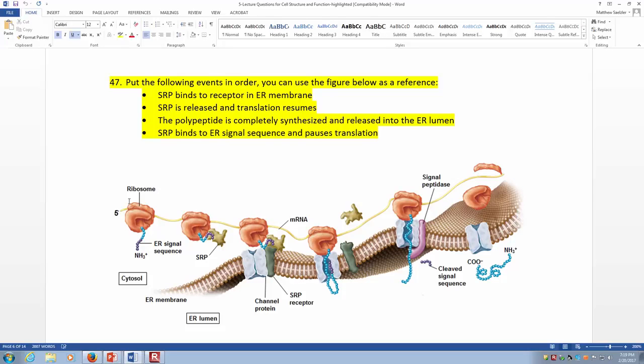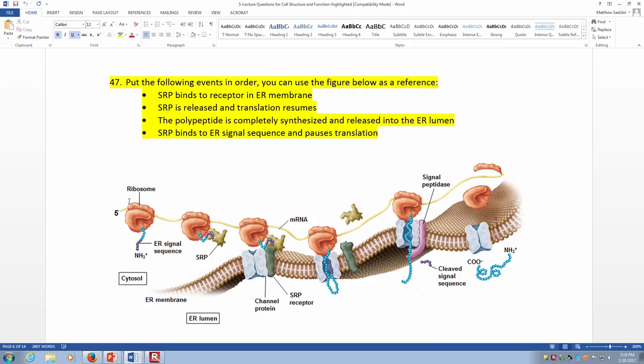And we talked about how the cell knows to put proteins in a particular area. What they're showing you here are the different steps of co-translational sorting to the ER. We talked about the very specific steps of a protein being sorted to the ER, and we said that that happens co-translationally, which means it happens while the protein is being produced. So for 47, you can use the picture. You won't have a picture on the exam or quiz.